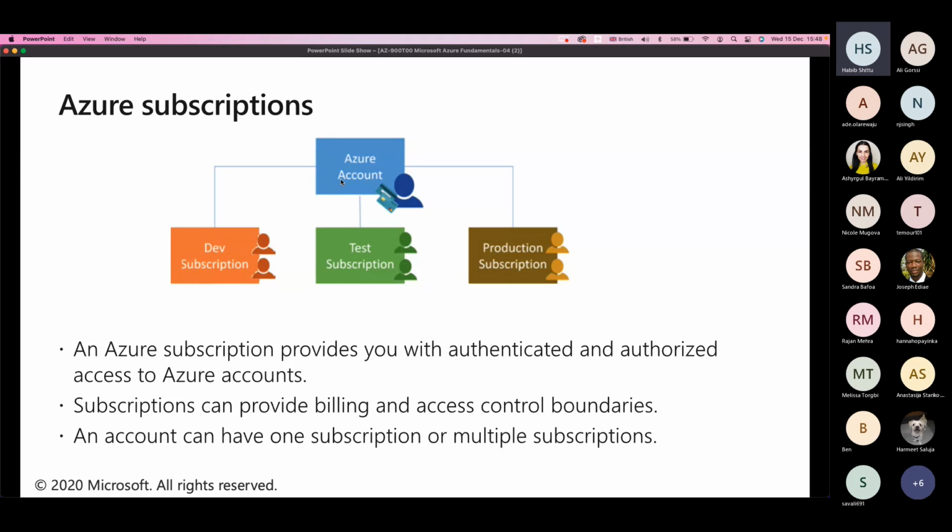Subscriptions can provide billing and access control boundaries, so the limit on what people can do, and an account can have one subscription or multiple subscriptions. So it's quite flexible the way that they've set it up. Okay.